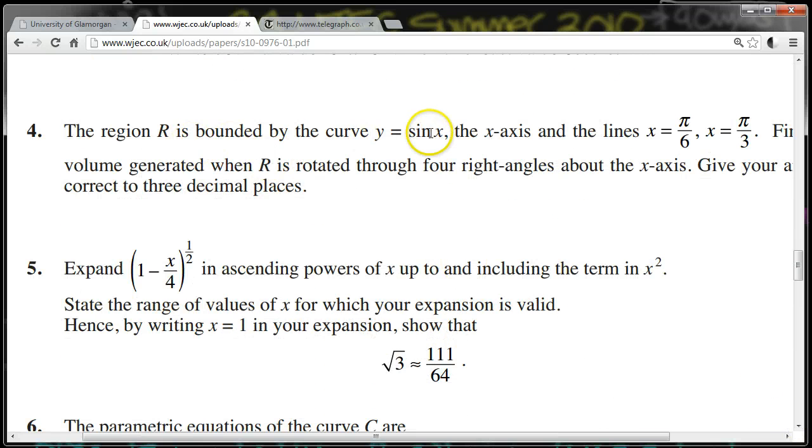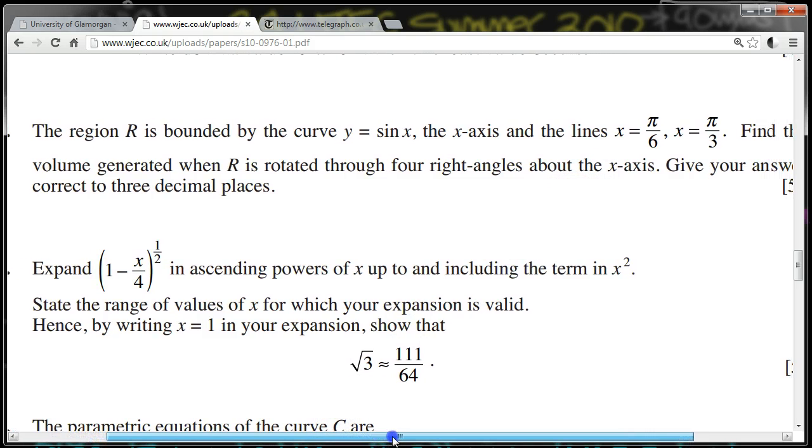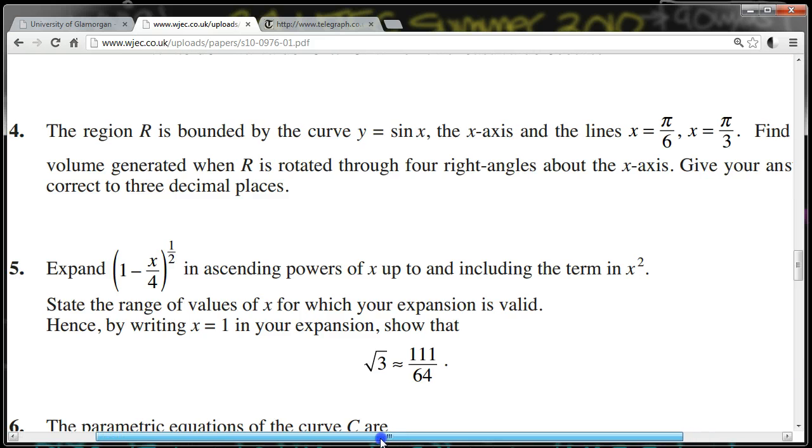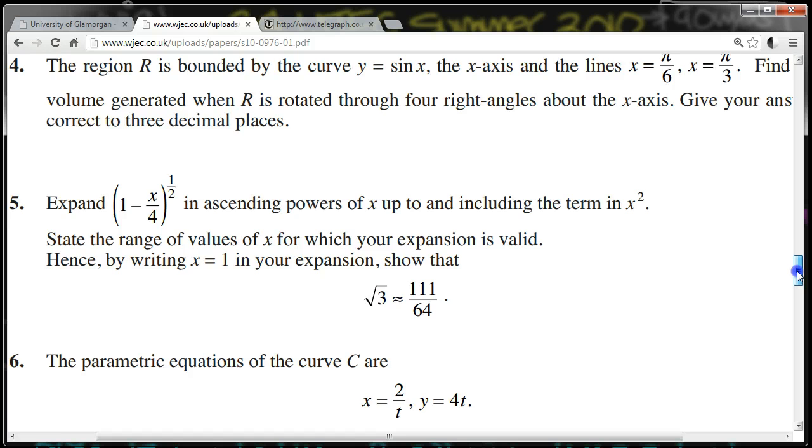4 is on rotating volumes of revolution. Here's a simple little curve between 30 and 60 degrees. Full right angle just means it's rotated 360 degrees about the OX axis, doesn't it? 5 is expand, so that's the binomial theorem, up to x squared, the valid range, and then put 1 in and show root 3 as that. So that's a nice question to do, isn't it?